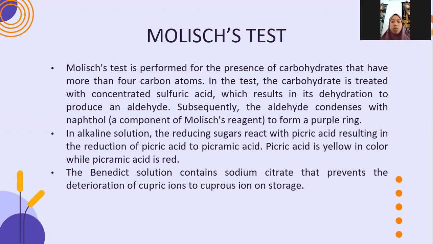In alkaline solution, the reducing sugar reacts with picric acid, resulting in the reduction of picric acid to picramic acid. Picric acid is yellow in color, while picramic acid is red. The Benedict solution contains sodium citrate that prevents the deterioration of cupric ions to cuprous ion on storage.